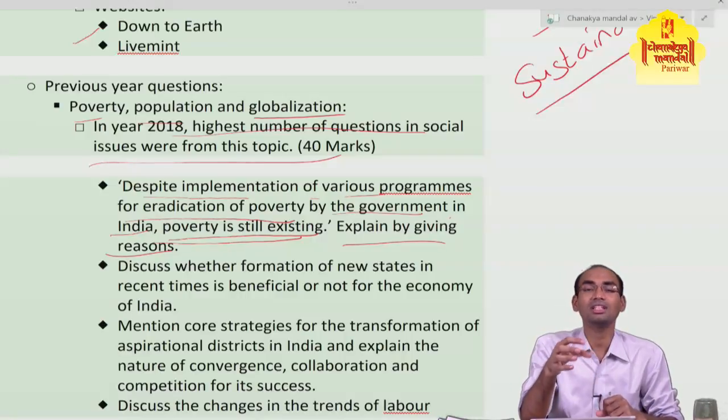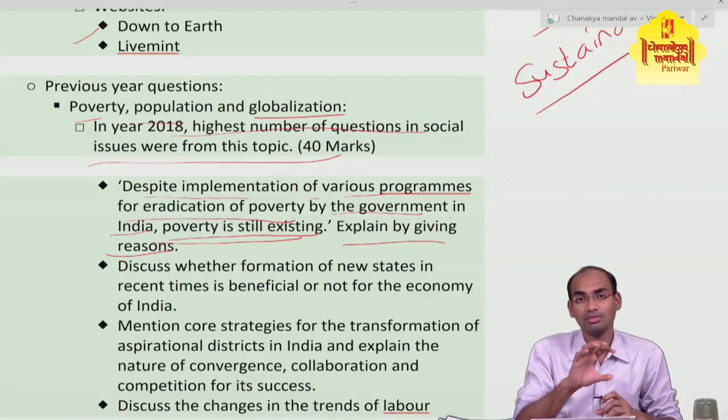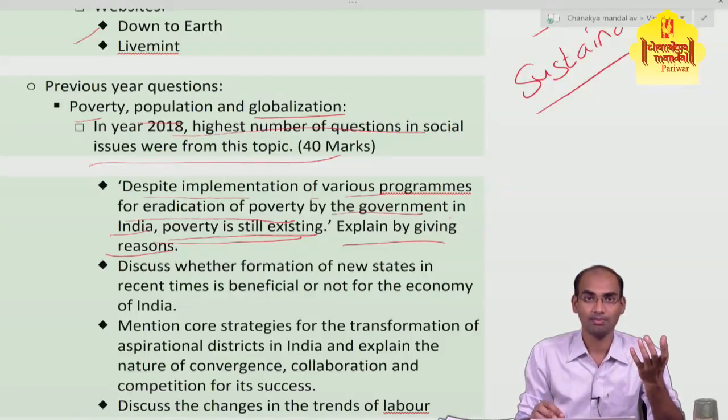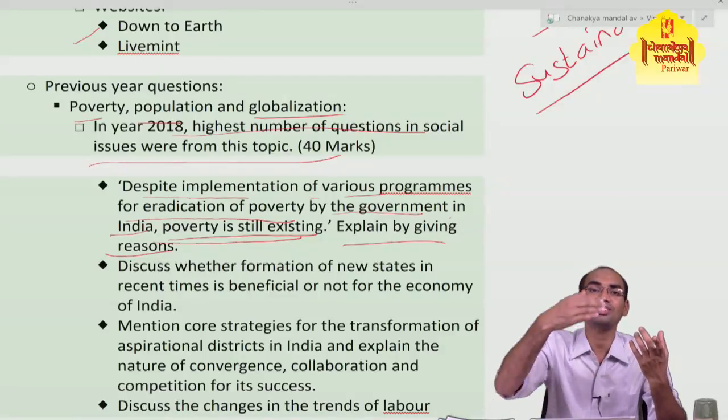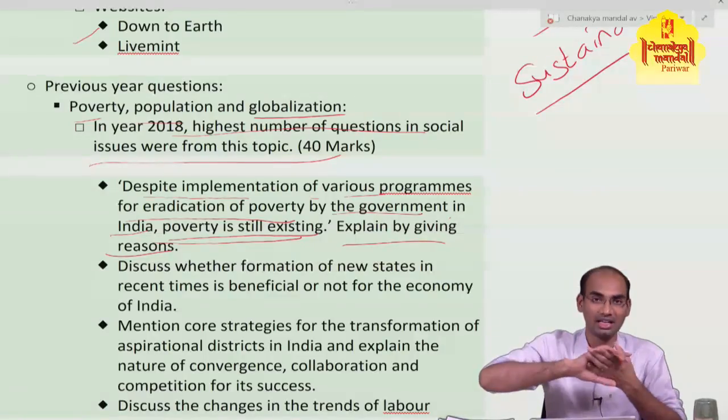There is a limit to what extent one can study, and those limits are prescribed by the previous year question papers. By studying previous year question papers, you can try to understand the extent to which UPSC can ask questions.